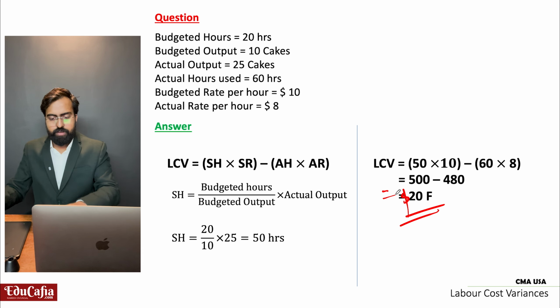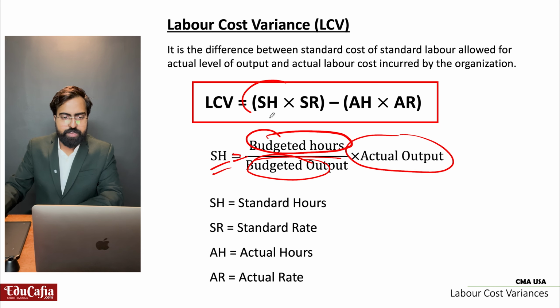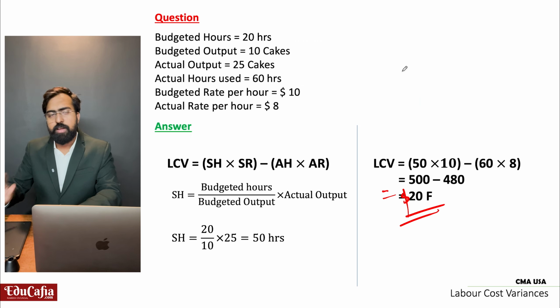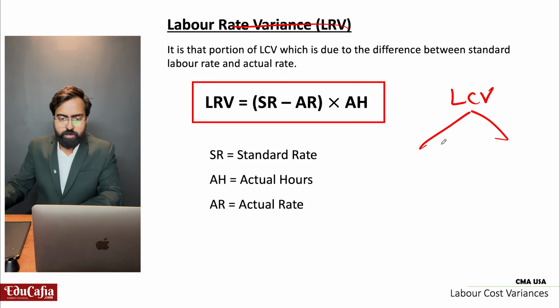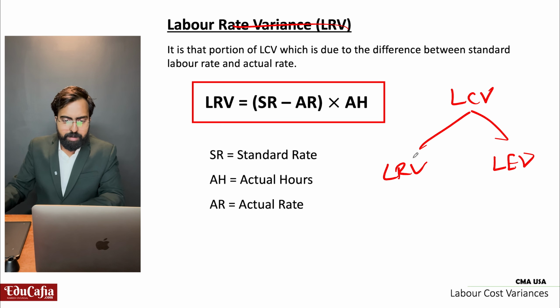You got it. Next. So that's why the equation is SH into SR minus AH into AR. Next one, labor rate variance. We know LCV, labor cost variance, is divided into labor rate variance and labor efficiency variance. So what is labor rate variance? What was material rate variance?